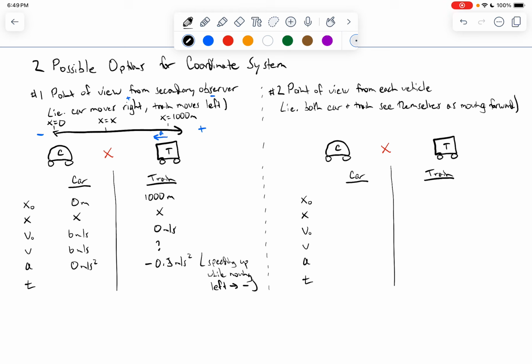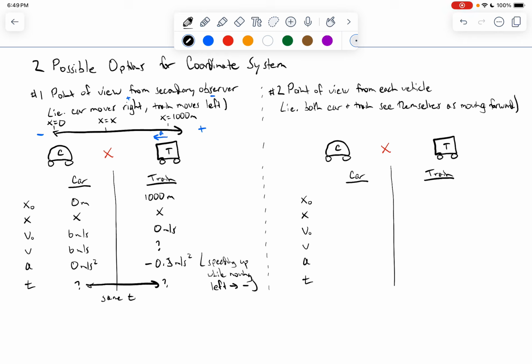Now the time is currently unknown, but we do know that since the car and train start moving at the exact same time, they'll be traveling for the same amount of time as when they end up hitting each other. So we can say we'll have the same time for both the car and the train. So that's one way of setting up our coordinate system.